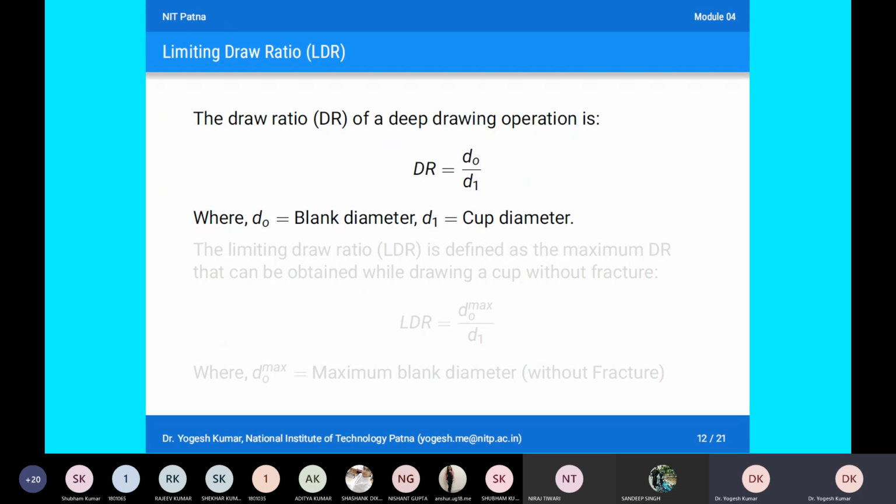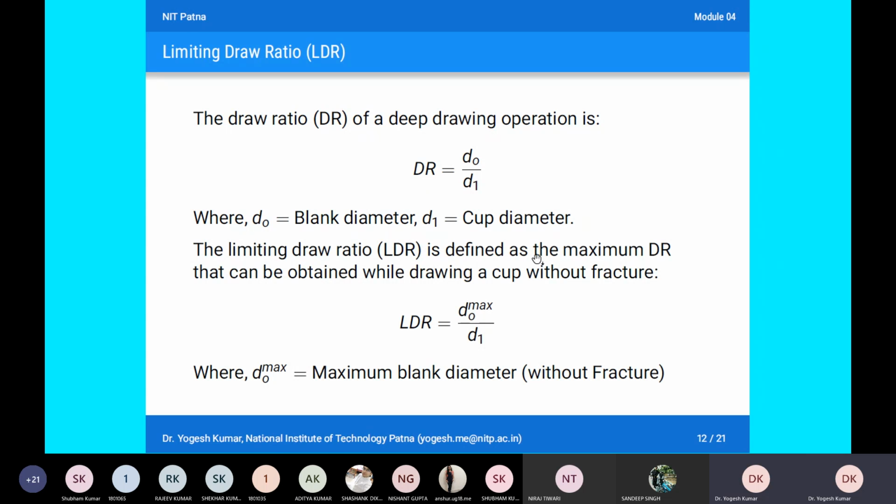Then we have the next topic in deep drawing, that is the limiting draw ratio. We can first try to understand what the draw ratio is. The draw ratio may be given as the initial blank diameter to the cup diameter. Suppose D1 is the cup diameter of your final product and DO is your initial diameter, then the drawing ratio may be given as DO upon D1. Similarly, we can calculate the limiting draw ratio.